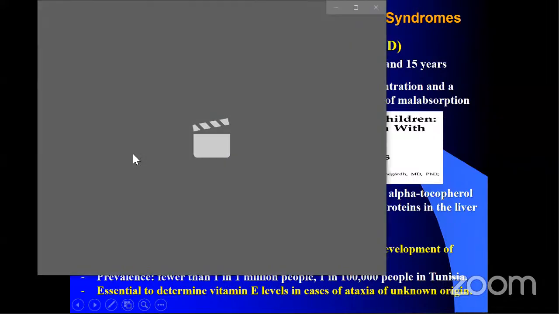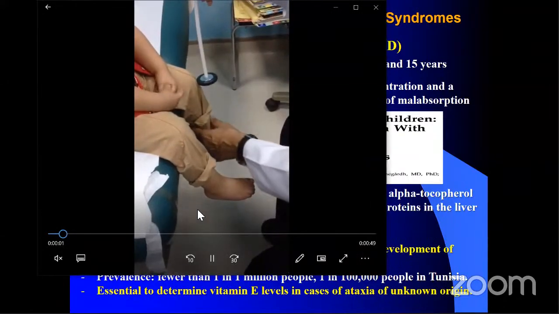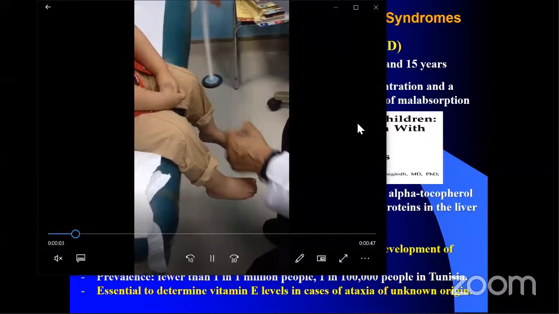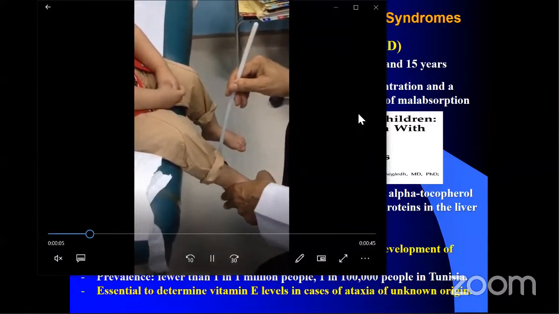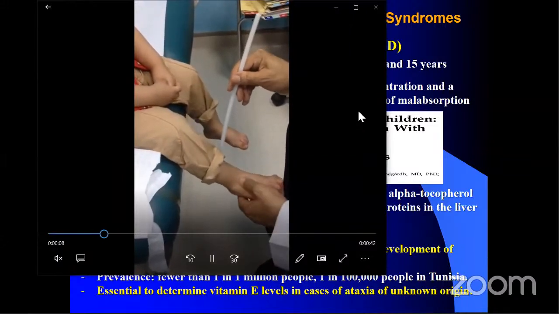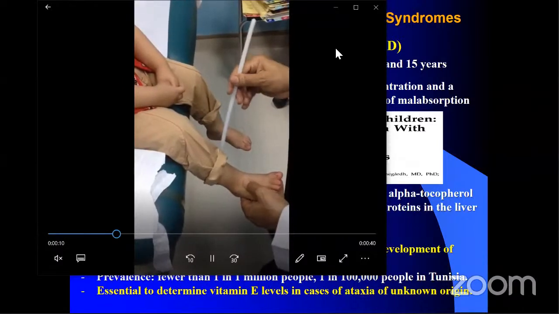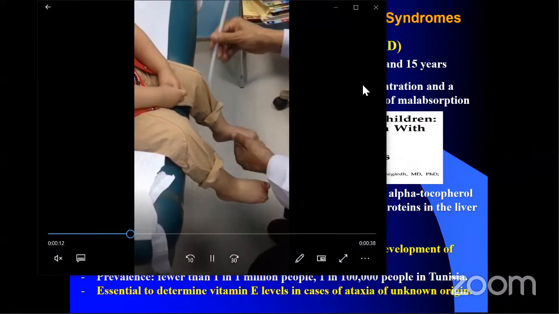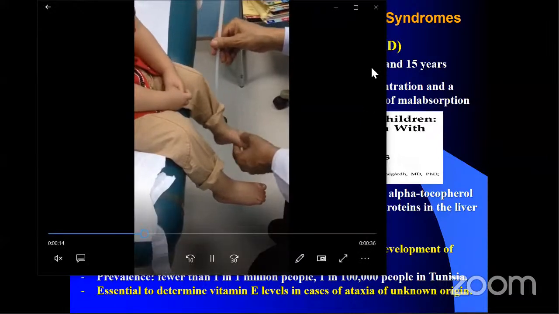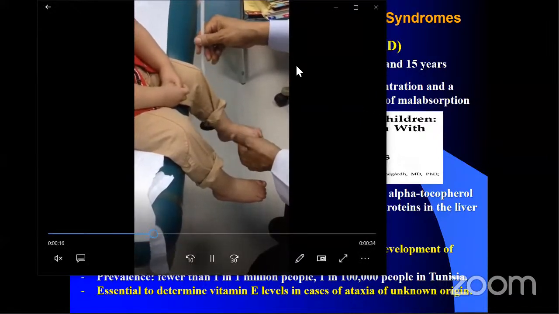The areflexia looks like this one. The reflexes are lost, both in the knees and in the ankles.